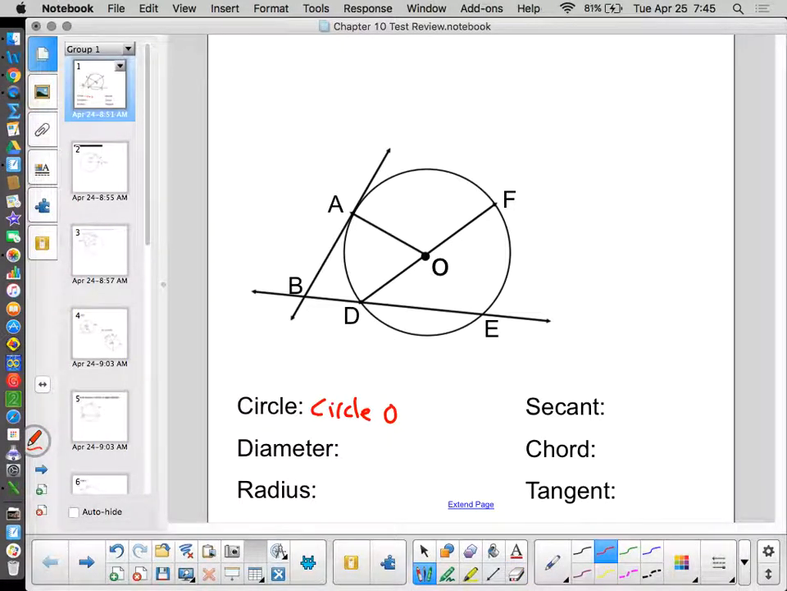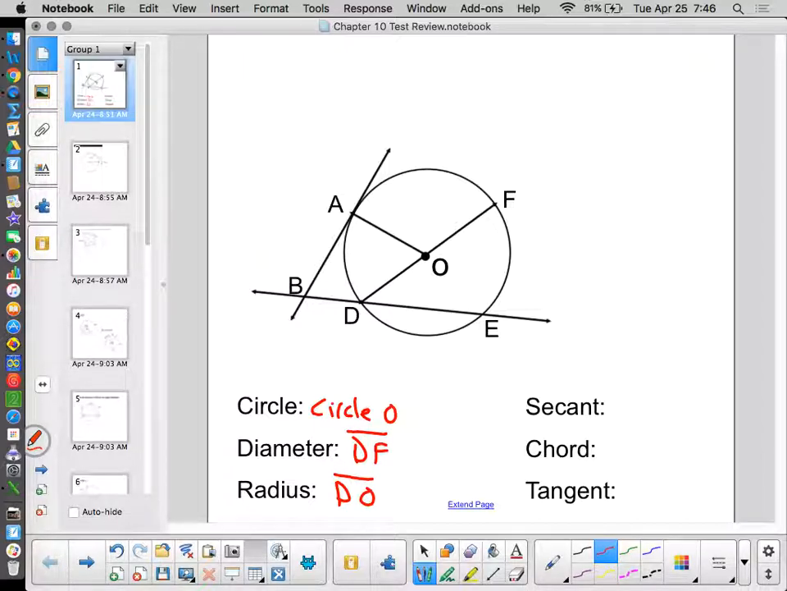Name a diameter of the circle. Line DF? Nope. Segment DF. I did put segment DF. What's the radius of the circle? There's several different answers here. I just need one. Segment DO. You could also use AO or FO. Any of those are acceptable.